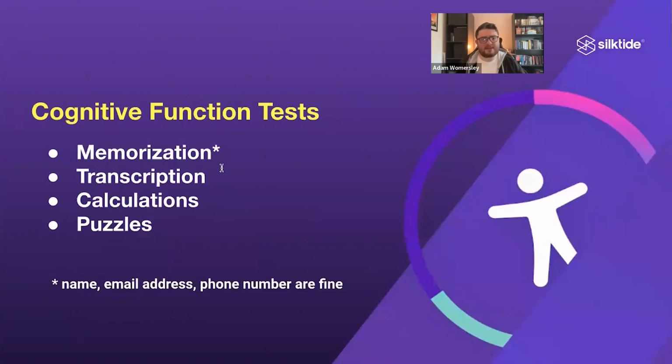These requirements also include providing alternatives to cognitive function tests. These tests are things like memorizing separate usernames and passwords, transcribing codes from one device to another, or calculations like 5 times 7 equals, and other kinds of puzzles and CAPTCHAs with pictures, all of that sort of stuff. All of these can and do produce cognitive burdens. As a side note, name, email address, and phone number are all fine. You can expect people to remember these because they're just basic personal information.